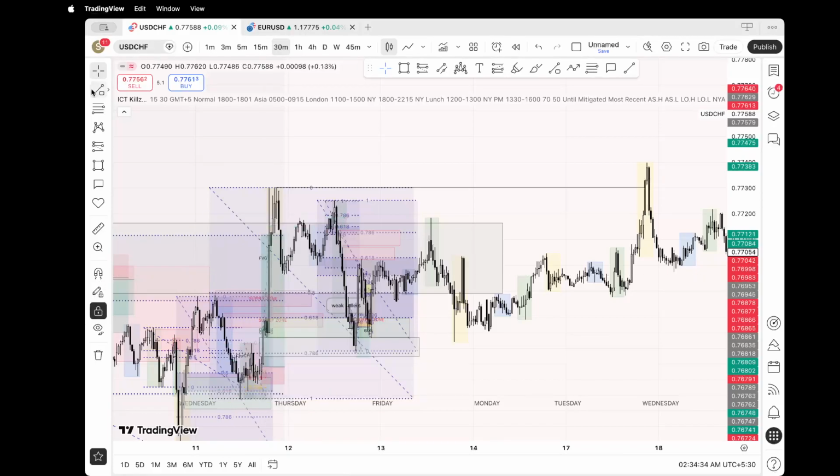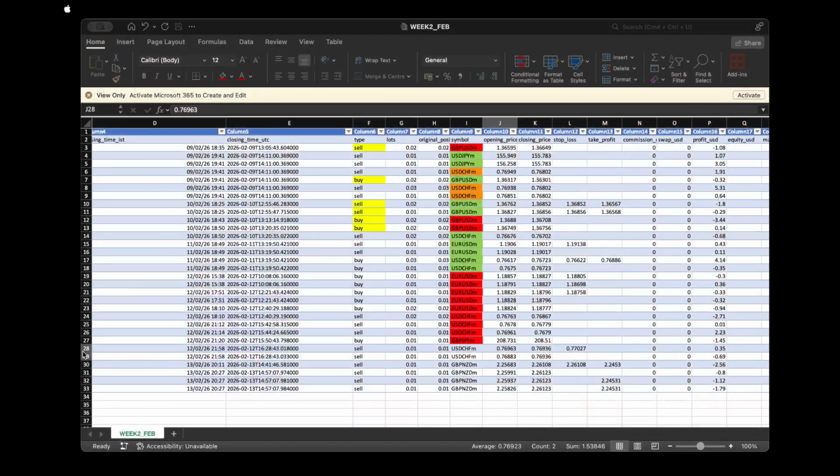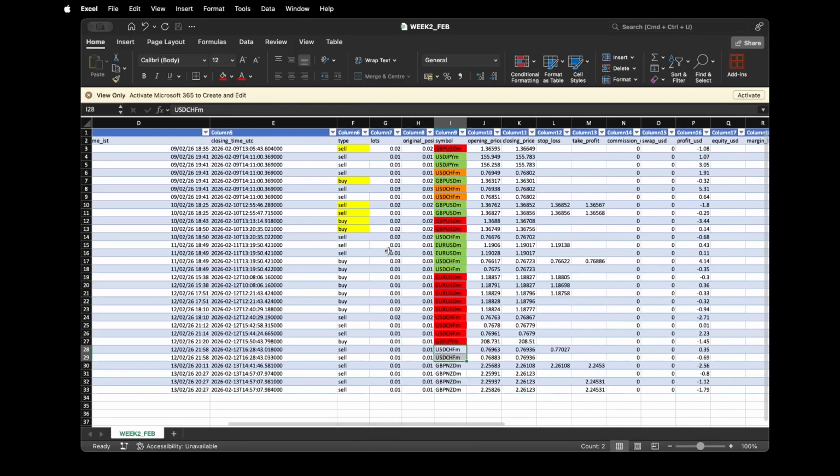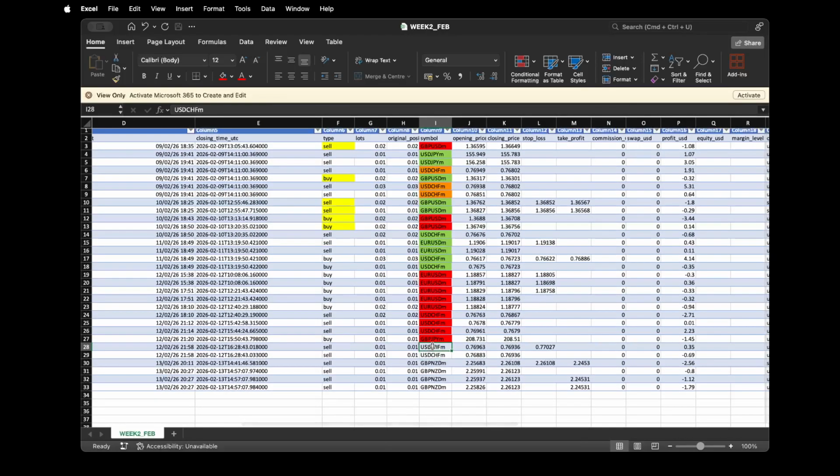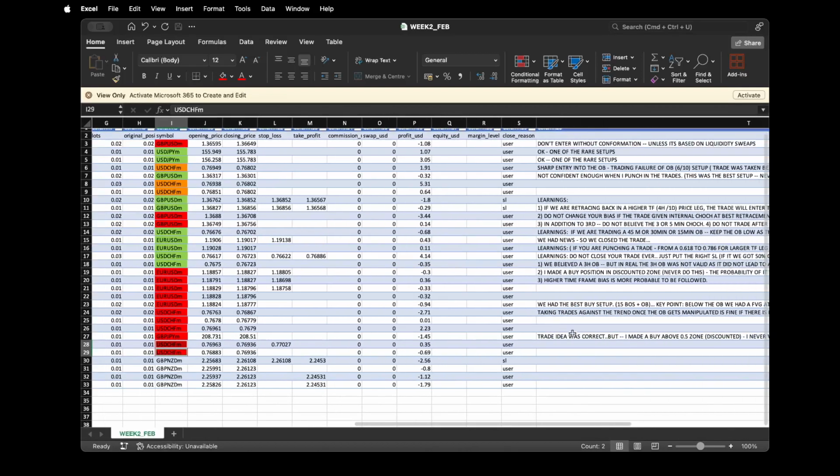So obviously this is again a psychological mess-up, so I will just switch to Excel. I will mark this trade as red again because this is just pure psychological issues that I have seen.